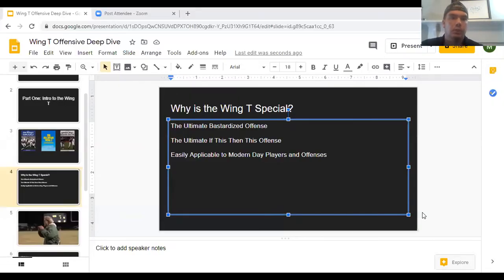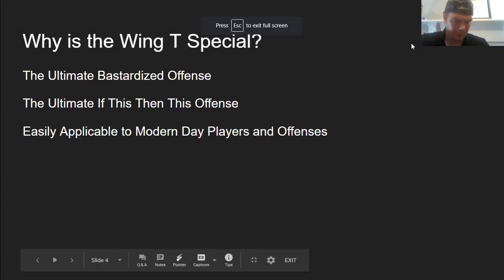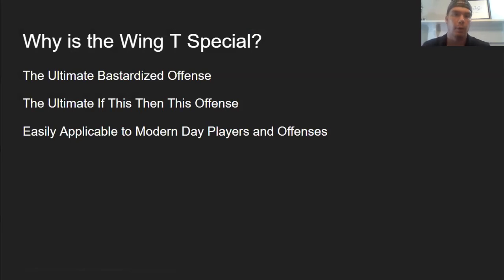But why is the wing tee special? I'll go back very quickly to my screen share, okay? Why is it special? Well, it's easy. It's the ultimate if-then offense. This is why I love it. One of the things I think offensive coordinators have tried to do, I tried to do this when I ran the air raid, I tried to do this when I ran my own offense, is try to do, okay, if you're stopping this, then you're susceptible to this. Offensive coordinators, I really encourage you to think that way. If they're stopping this, there has to be a counter play that comes up that they can't stop. And that's what I love about the wing tee.